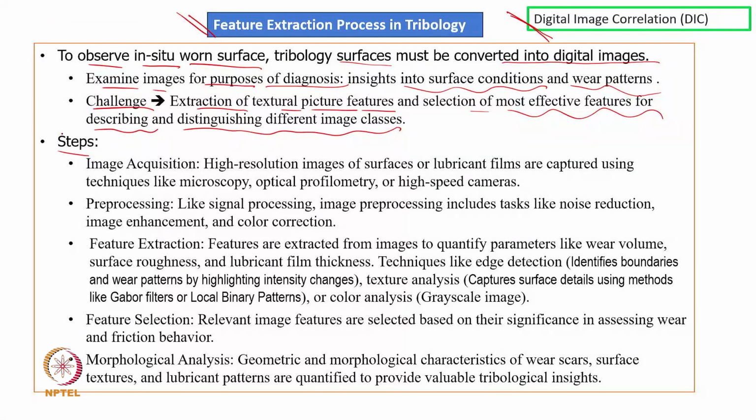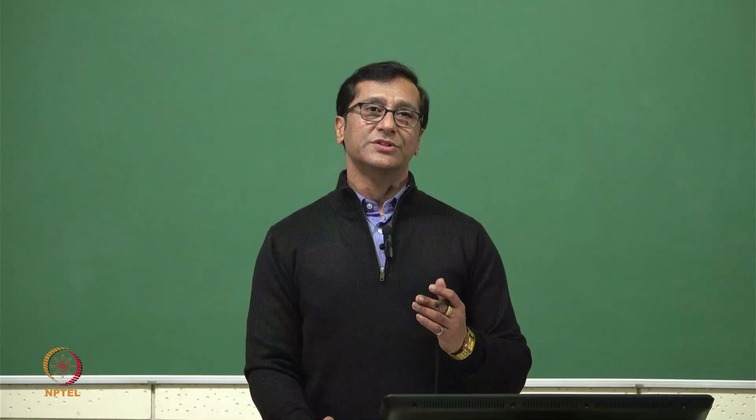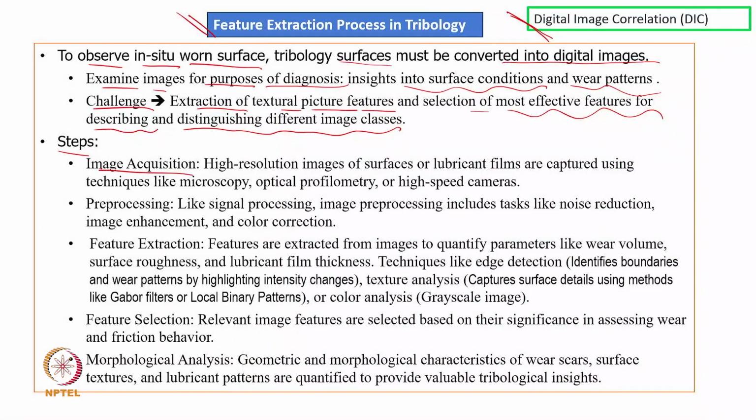So what are the steps when we do this kind of image analysis, converting the surface, capturing the surface into an image? What is to be done? We say we require image acquisition, pre-processing of the image, then feature extraction from the image, then feature selection from the image, and finally comparing with the morphology. Now, what are the things which are already available in the literature? So, when we go ahead with image acquisition, naturally we require a high resolution camera which can really capture the surfaces or lubricant droplet or maybe the wear debris particle which is there, that needs to be captured.